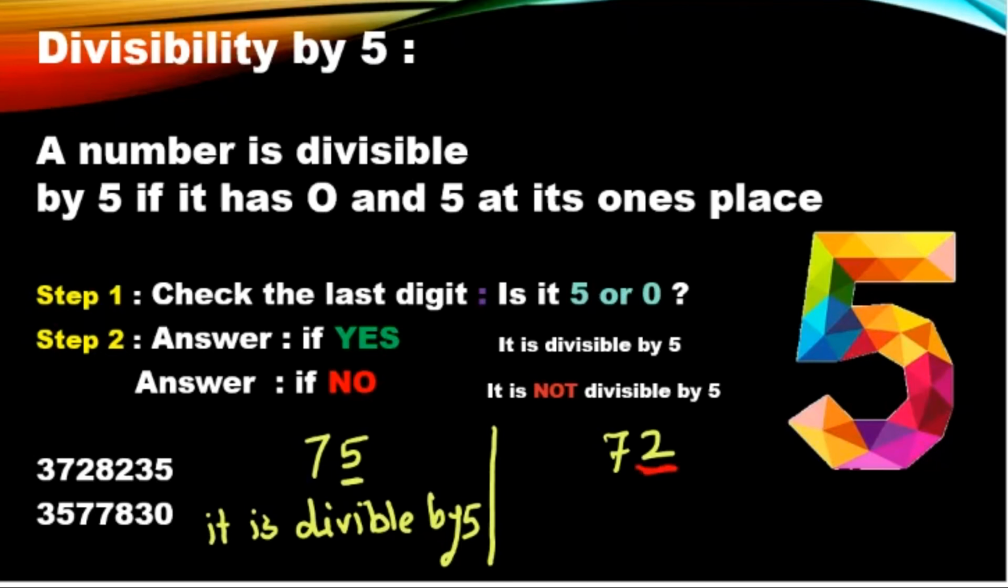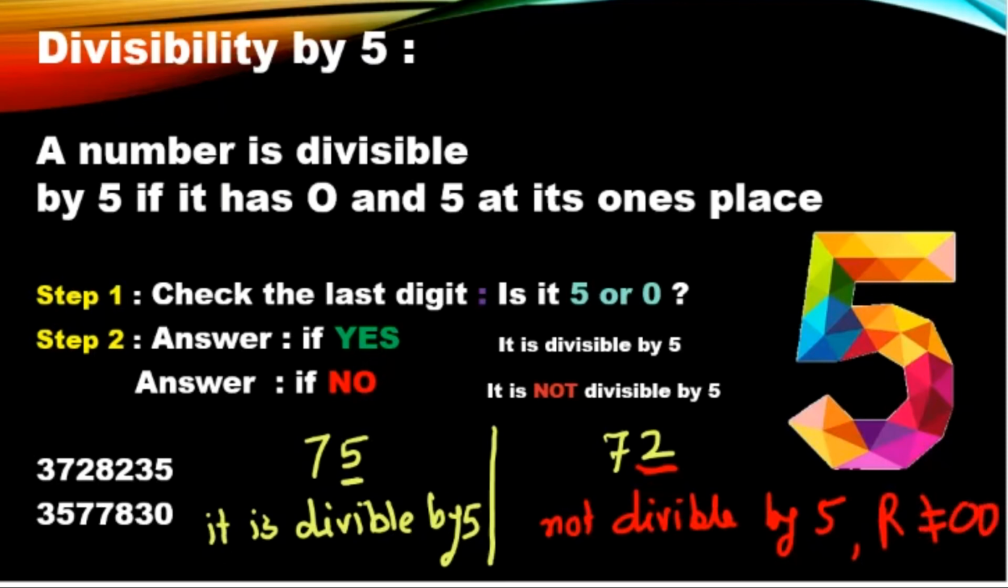Now 72 has 2 at the ones place, and that's why this number is not divisible by 5. Again here, if you divide 72 by 5, you will not get remainder 0. So it is not divisible by 5. But in 75 you will get remainder 0, and that's why it is divisible by 5.